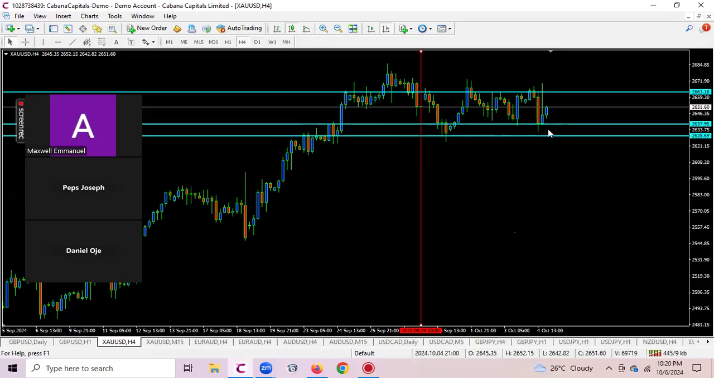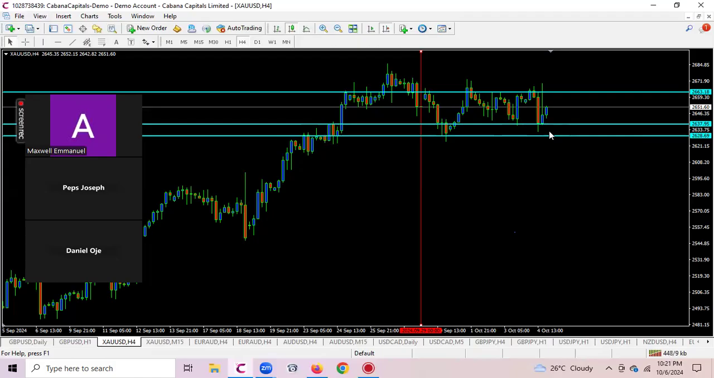So if there is a breakout from this zone, you should expect price to pull back to this area to come and test this resistance. It's a support which has become a resistance before you sell. I hope you are getting me. If you're trading the breakout from this support, wait for price to retest before you sell.